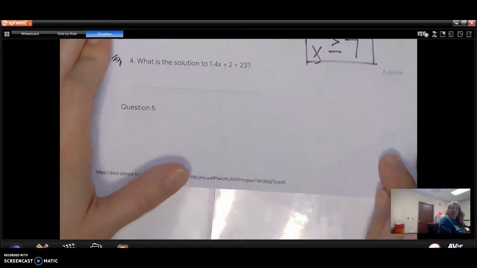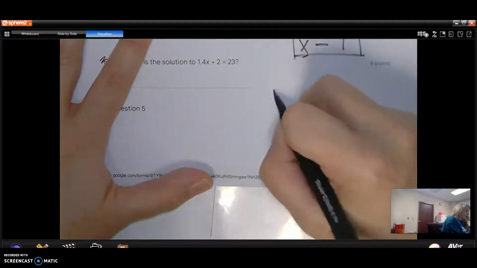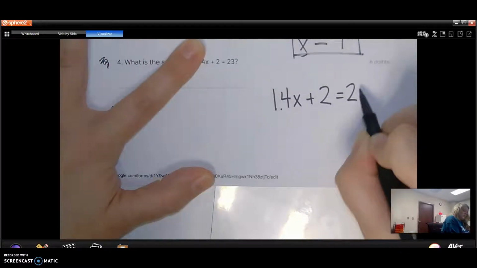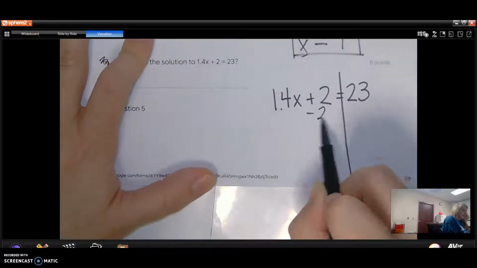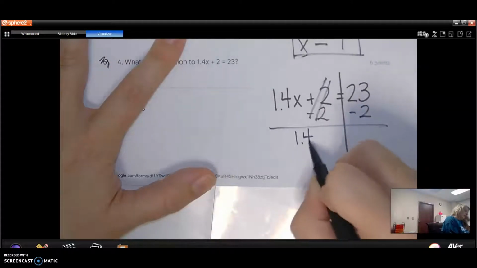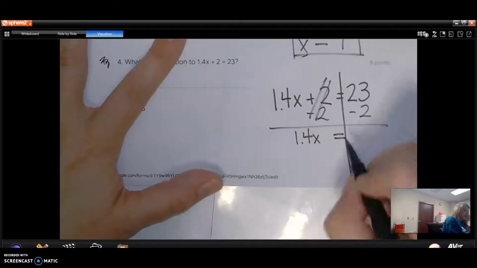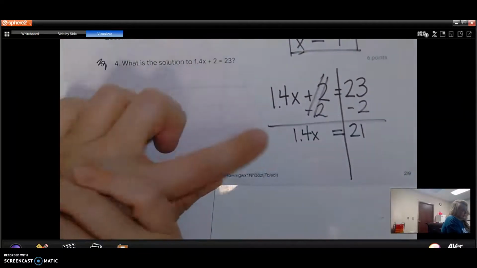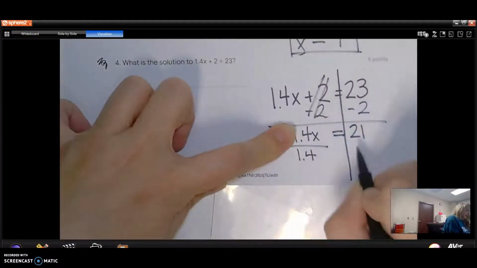All right. Number 4, what is the solution to 1.4x plus 2 is equal to 23? Okay, so in this case, 2 is my constant, so I'm going to subtract 2 on both sides. That'll leave me with 1.4x is equal to 23 minus 2, which is 21. So I have 1.4x is equal to 21. This is a multiplication problem, it's implied. So I am going to divide each side by 1.4.